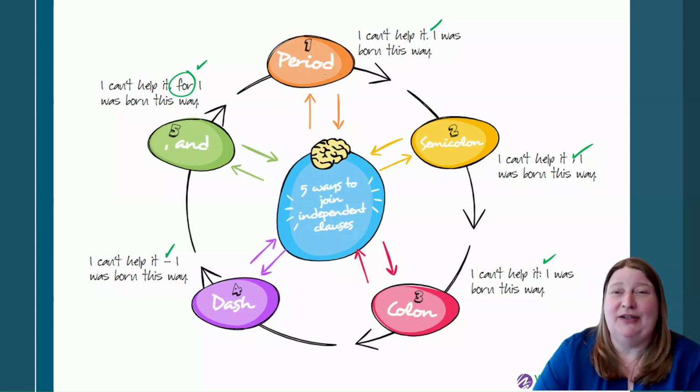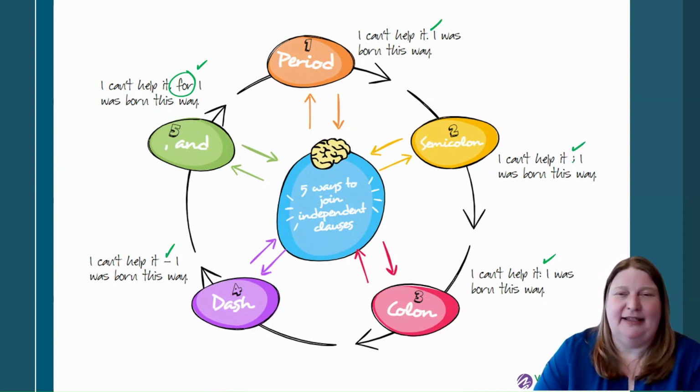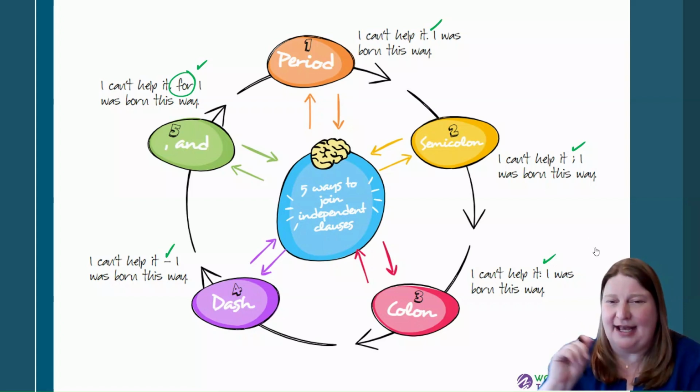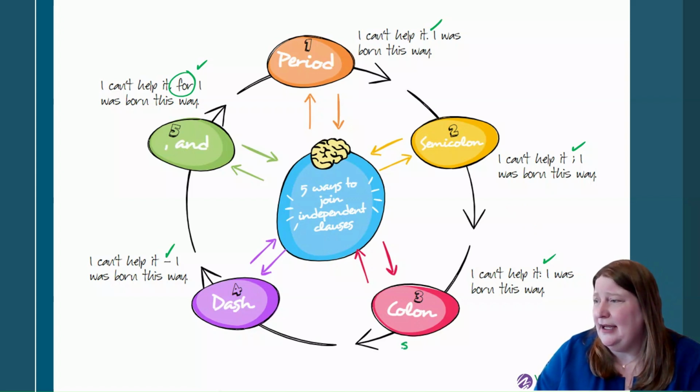The first way to join two independent clauses is just putting a period in between them. The second is a semicolon, right? It looks like this, a dot with something that looks like a comma underneath. The third way is a colon, 2 dots, one on top of each other. That only works sometimes, so colon is sometimes.